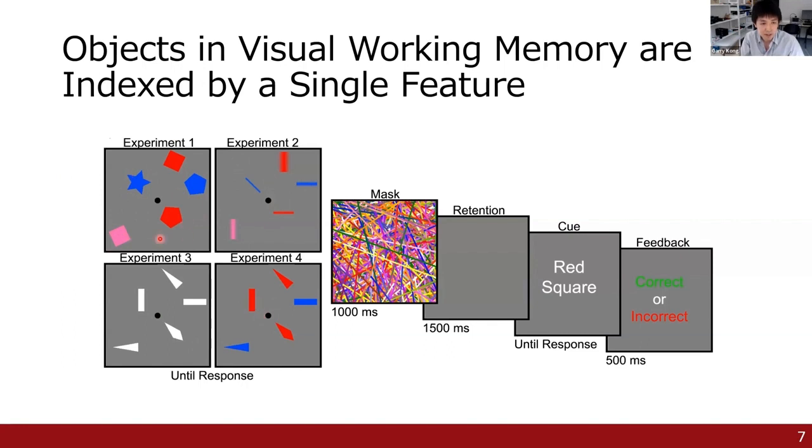So experiment 1, I used colored shapes. Experiment 2 was colored lines of different orientations. Experiment 3 was oriented shapes, and experiment 4 was colored oriented shapes. After remembering the stimulus, there was a mask to make sure they were using working memory. A short attention interval, and then we give them a target. In this case, for example, in experiment 1, we could ask them red square, and then the participant just simply had to say whether the red square was on the left or right of fixation. And then they got feedback, and they did this multiple times.